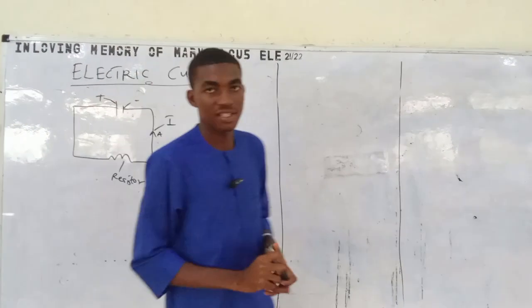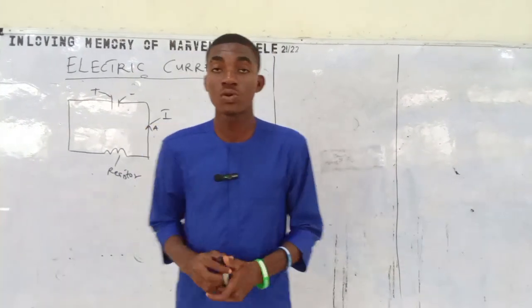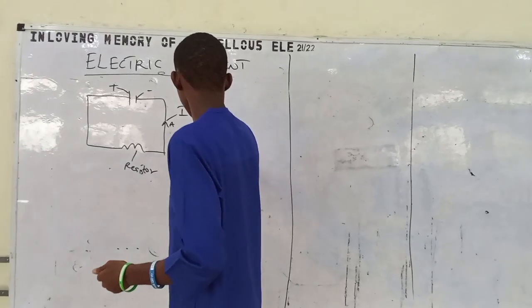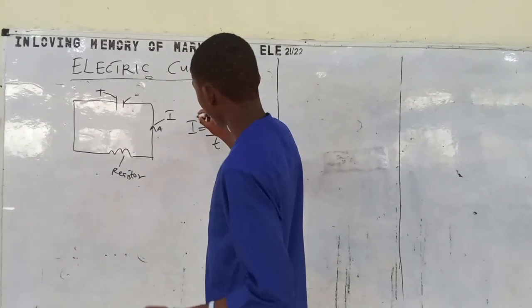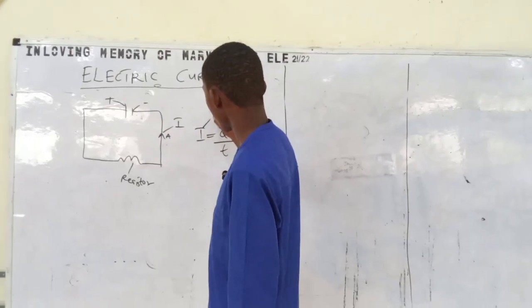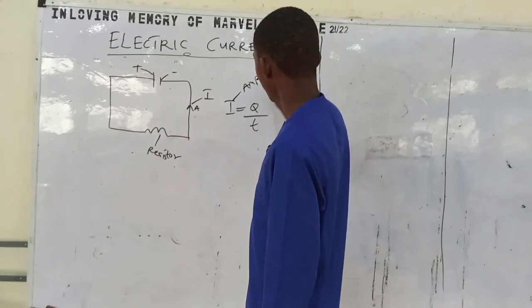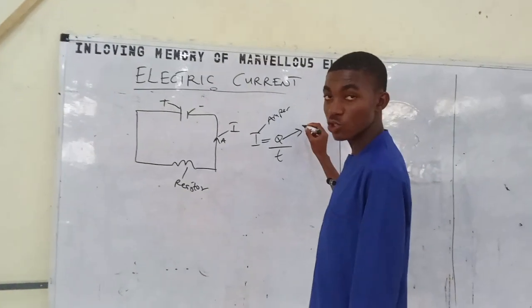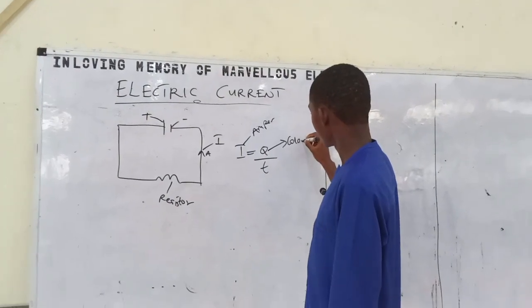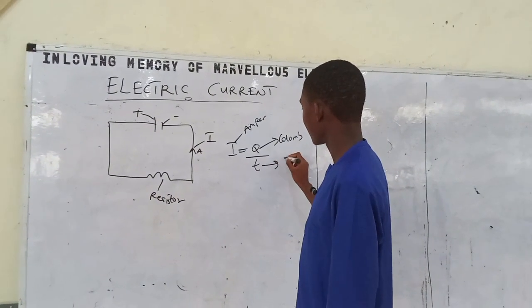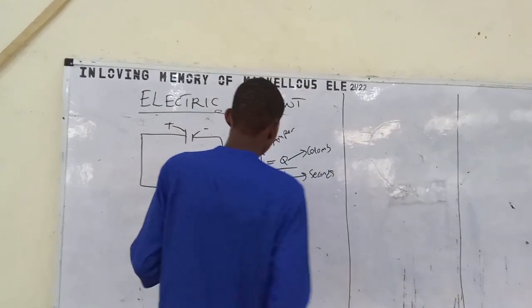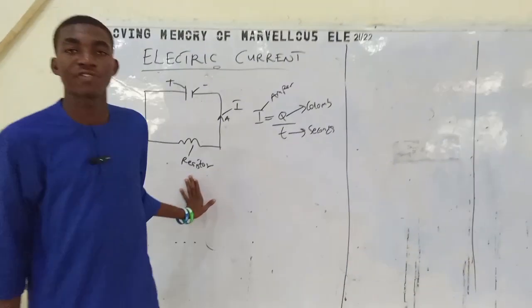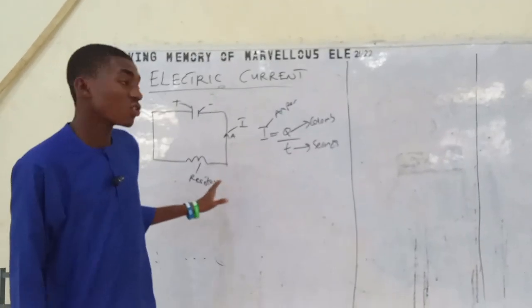To get your current, the formula is Q over T. The current, I, equals your charge over your time. The SI unit for your current is ampere. The SI unit for your charge is coulomb. The SI unit for your time is second. The SI unit for your resistor is ohms.